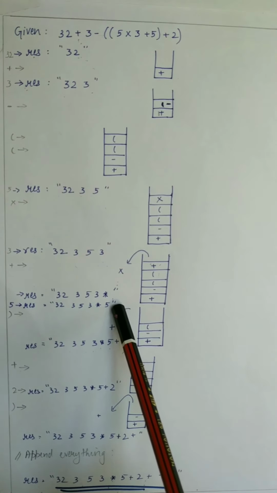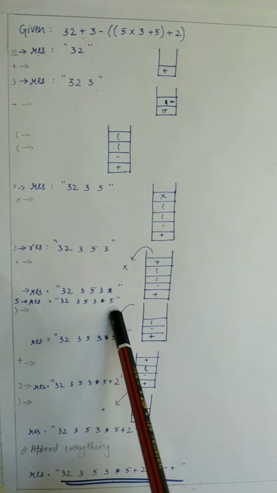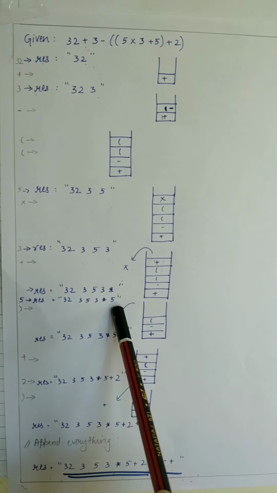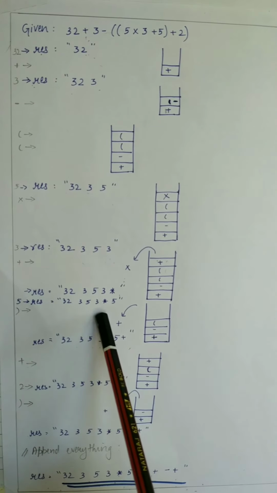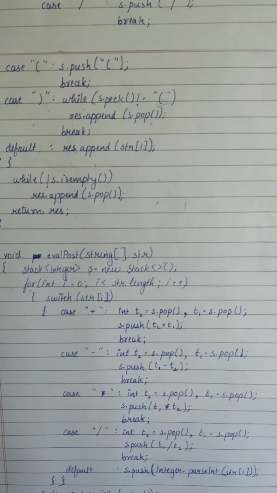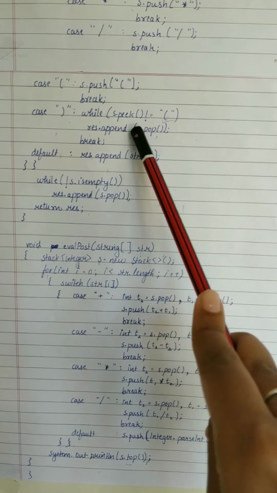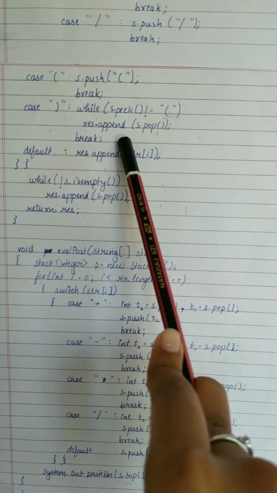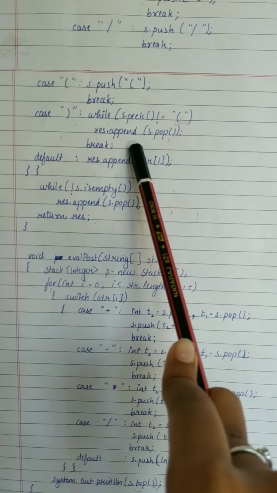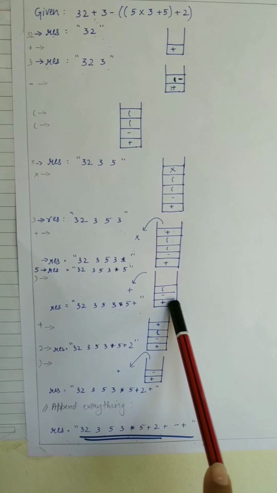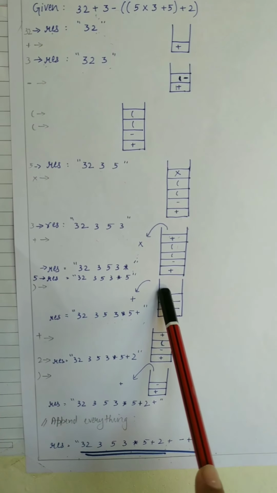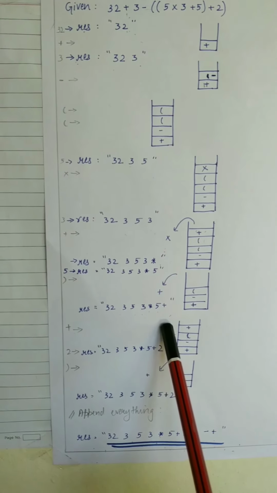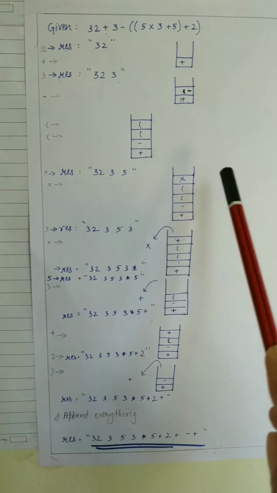32353 multiplication symbol. The next is also a digit 5, so it is also simply appended to the result and it becomes 32353 into 5. Next is a closing parenthesis. When we look into the case of closing parenthesis, we can see that everything inside the stack gets popped out and appended to the result until we encounter an opening parenthesis. So this addition symbol is popped out of the stack and gets appended to the result, and the result becomes as follows.